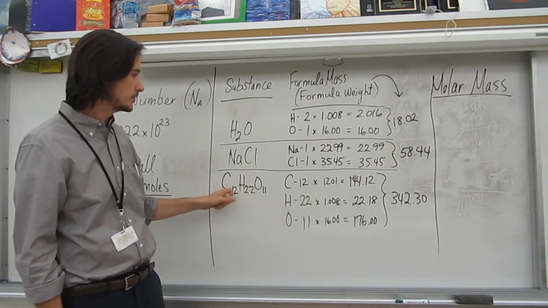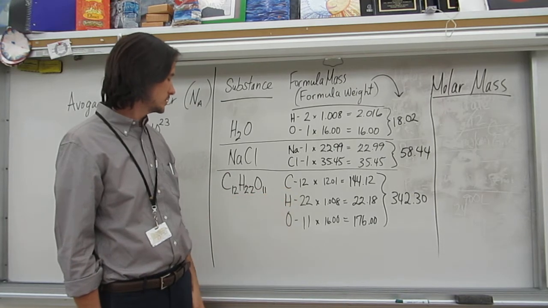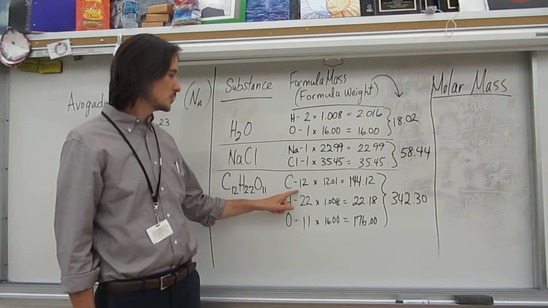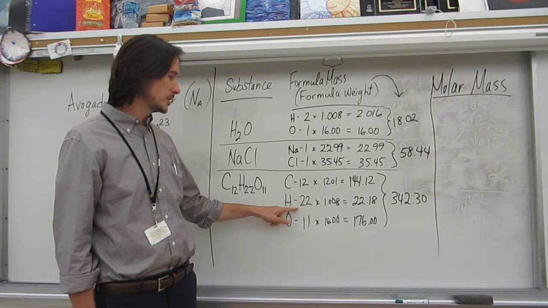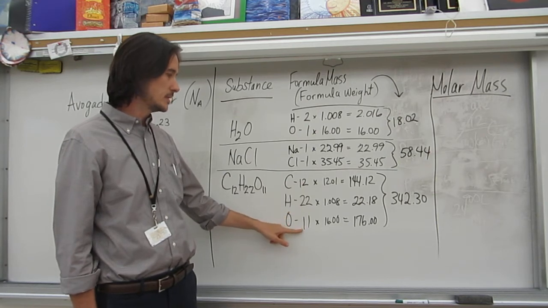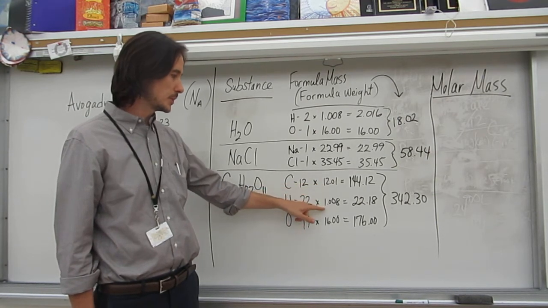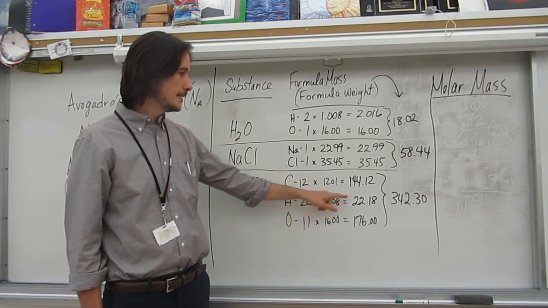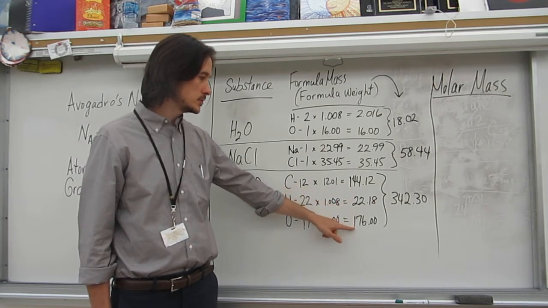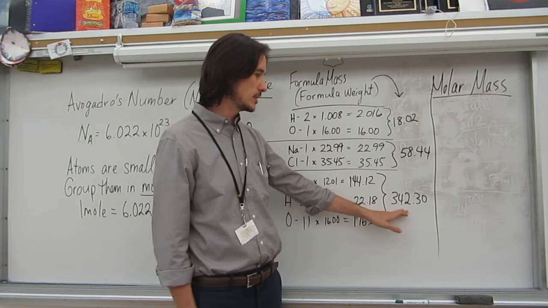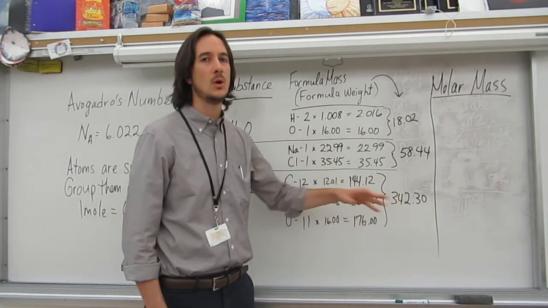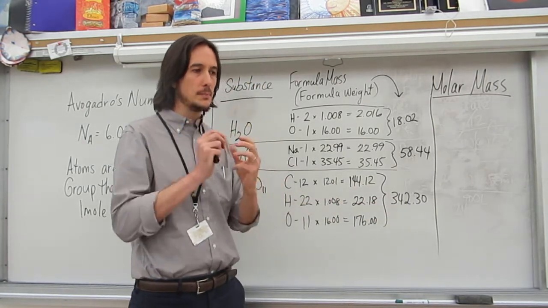For sucrose, we've got 12 atoms of carbon, 22 of hydrogen, and 11 of oxygen. We multiply those by their respective masses. We get 144, 22, 176. Add it all up and you get 342.30 AMU for 1 molecule.